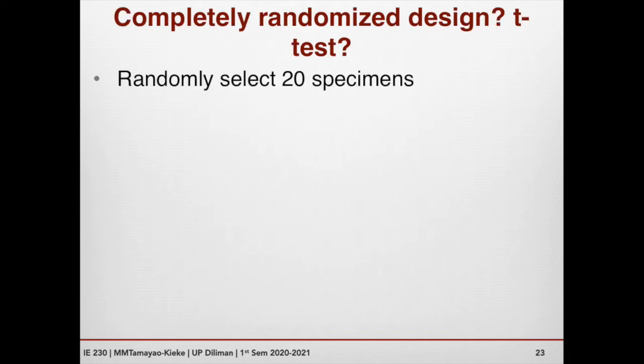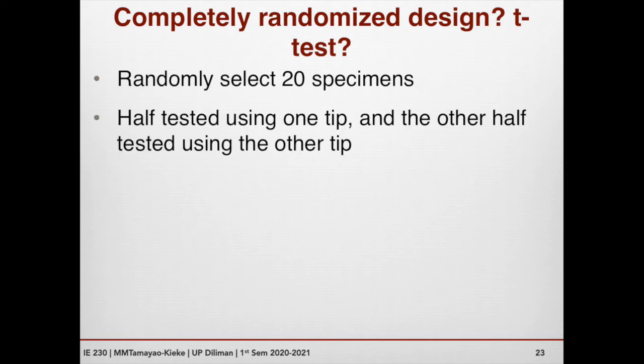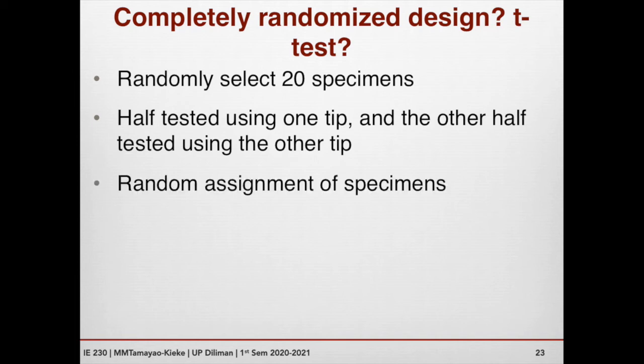We can become more precise in comparative experiments when we make comparisons within matched pairs of experimental materials, actually. So here we can have randomly selected specimens, say 20. Half are tested using one tip and the other half are tested using the other tip. Then we would randomly assign the specimens and use a t-test to compare means.